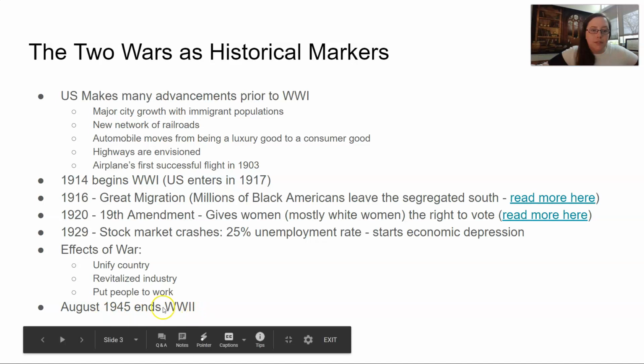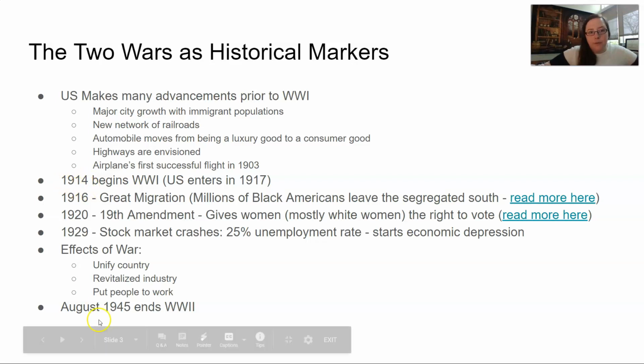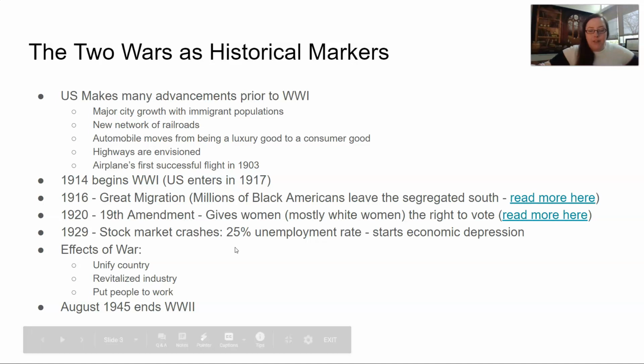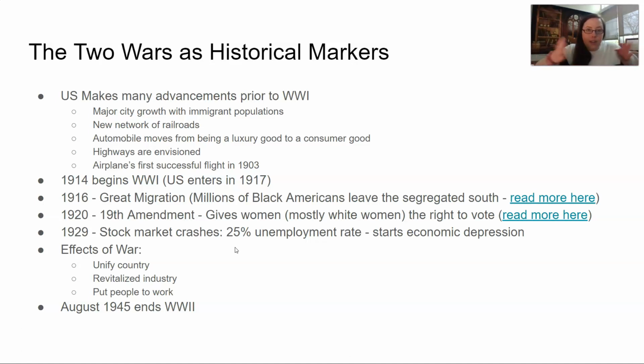Finally, World War II ended in August 1945, and so that's why we get our time frame that we're looking at right now. Between 1914 and 1945, our textbook is specifically situating these as the war years, from the beginning of World War I to the end of World War II and everything in between. That's what we're reading about.